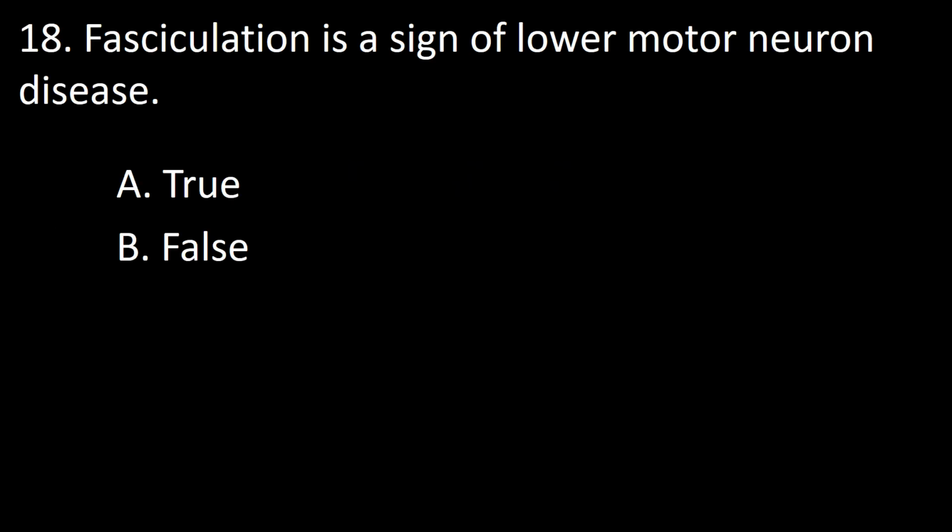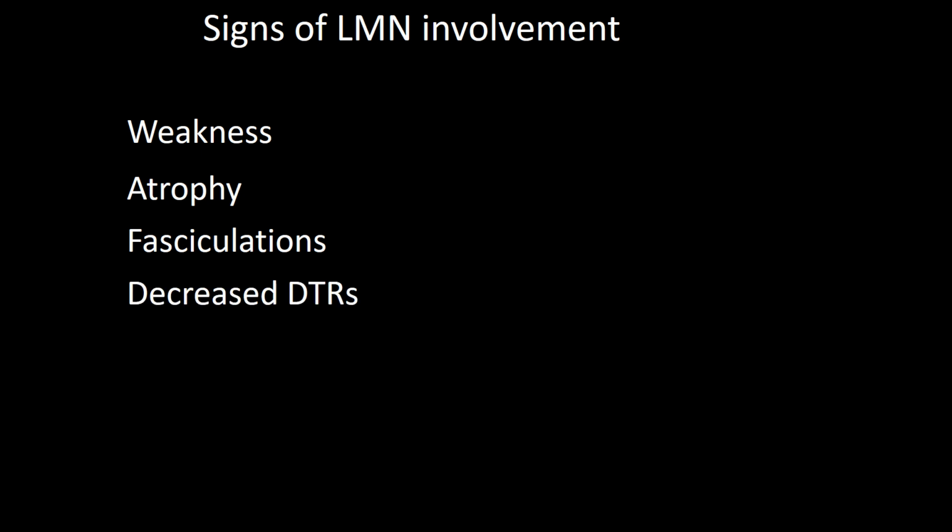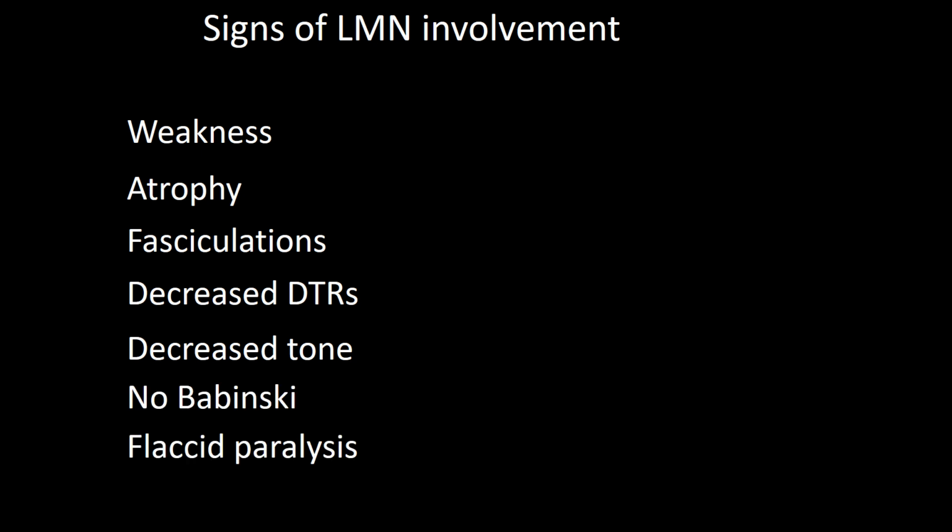Next question. Fasciculation is a sign of lower motor neuron disease. A, true; B, false. Brainstem and spinal signs of lower motor neurons are weakness, atrophy, fasciculations, decreased deep tendon reflexes, decreased tone, no Babinski, and flaccid paralysis.